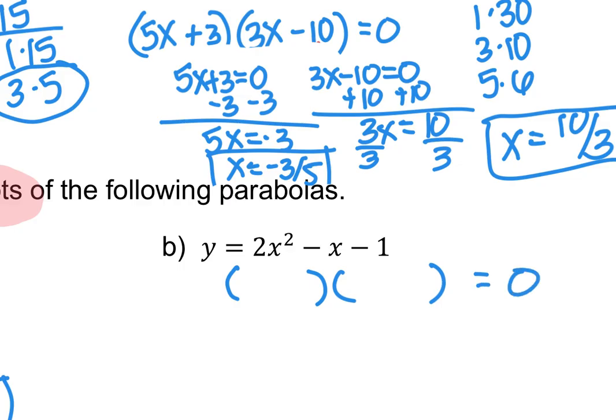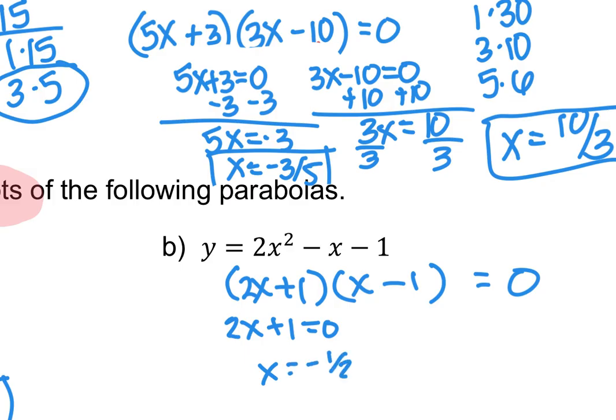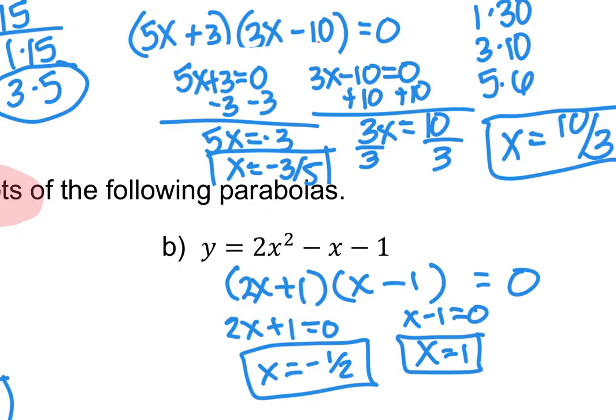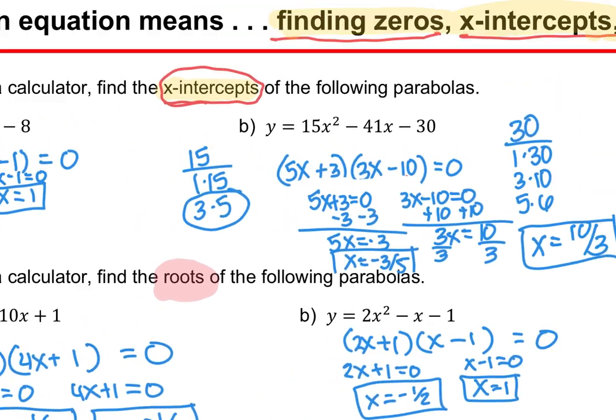So we have our factors of 2, which are 2 and 1. So there's our 2 and our 1. Then we know we will have a plus and a minus. And then factors of 1, pretty easy. Now let's go ahead and set each factor equal to 0 and solve for x. You should get x equals negative 1/2 and x equals 1.